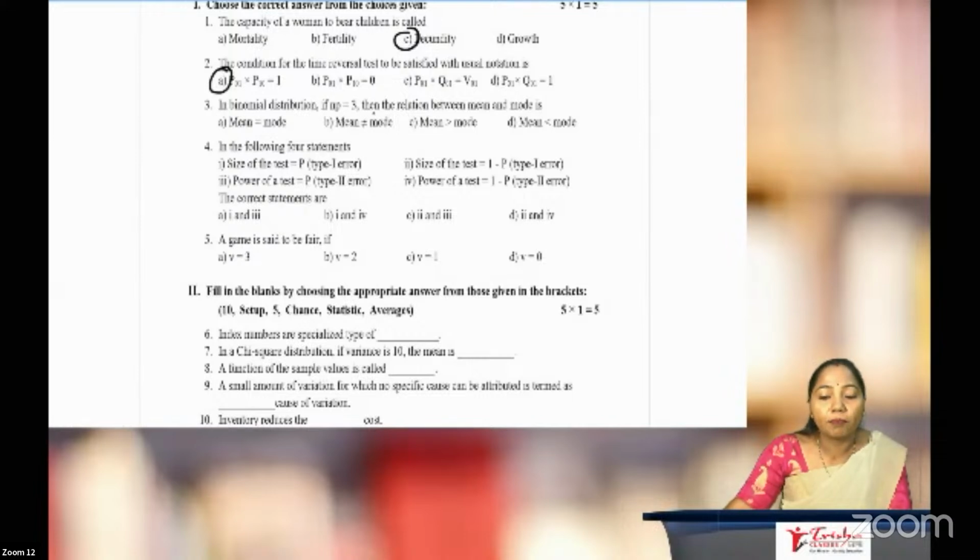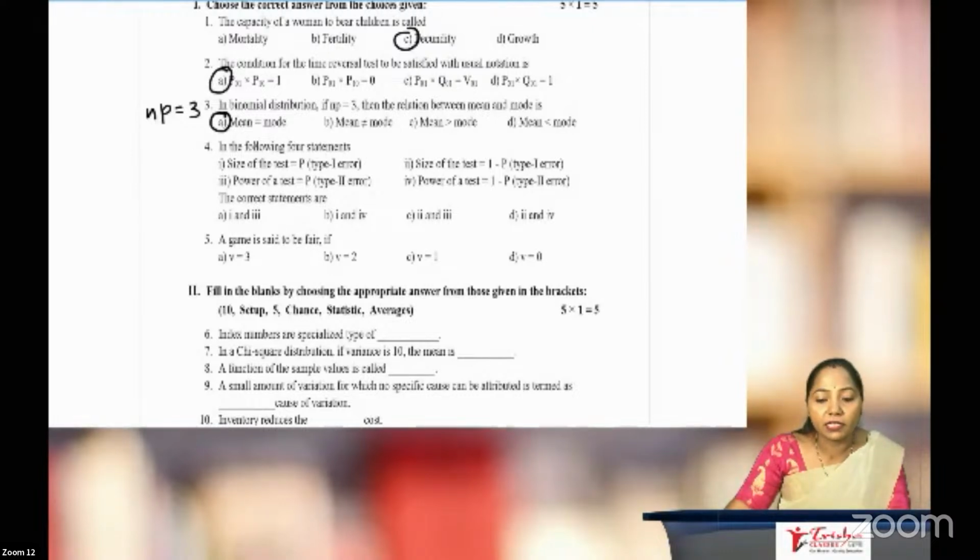Question number 3. Binomial distribution, if NP is 3, then the relation between mean and mode. NP is an integer. Yes, mean will be equal to mode if NP is an integer.